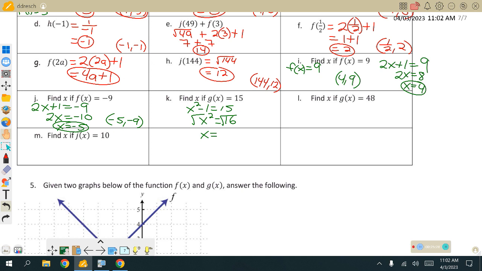No, I'm not stuck in a loop here. I heard you the first 3 times. It's not 4. It's plus or minus.